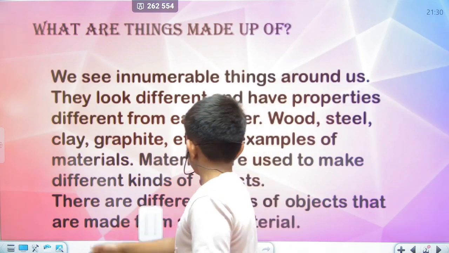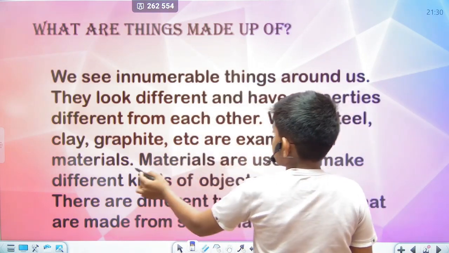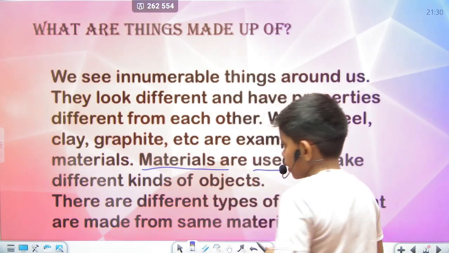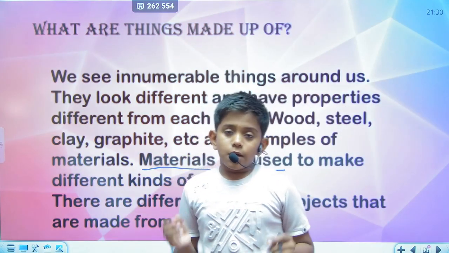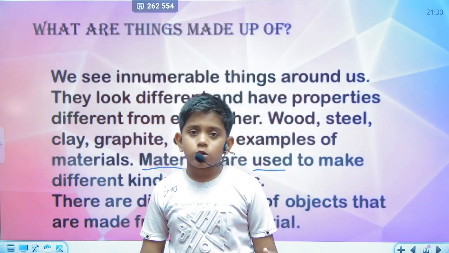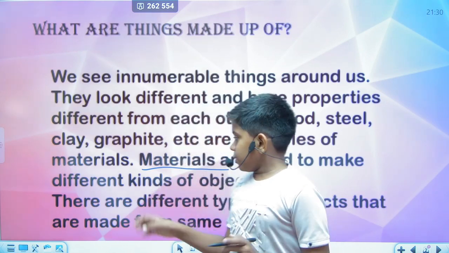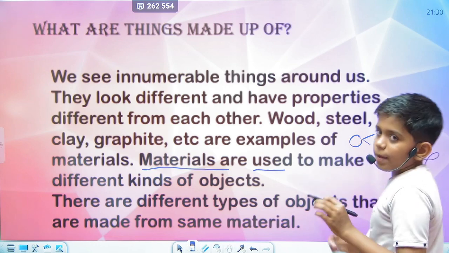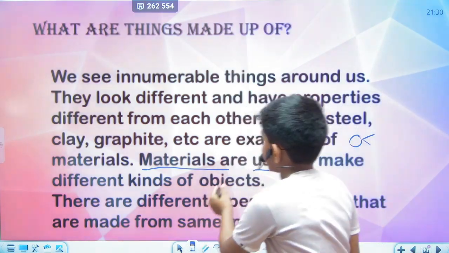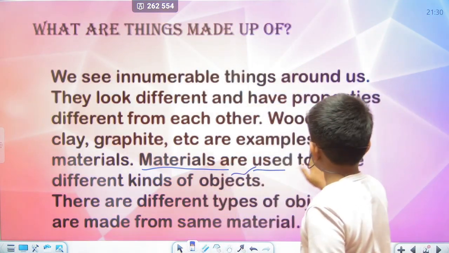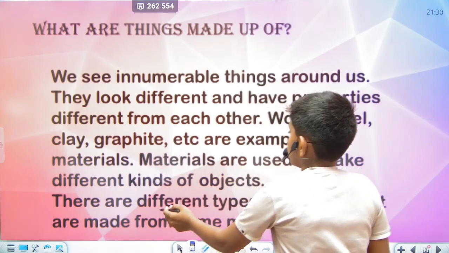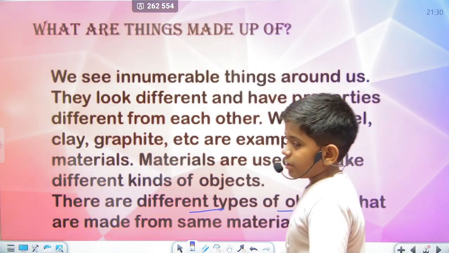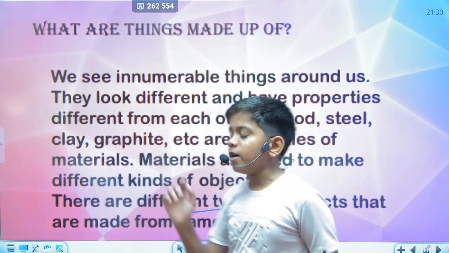Next, we have that materials are used to make different kinds of objects. So where are materials used? Materials are used to make different kinds of objects. Suppose there is a thing and we need many ingredients to make that thing. So materials are the things which are needed to make that thing. There are different types of objects that are made up of the same material.